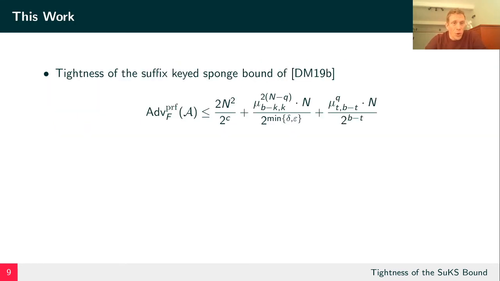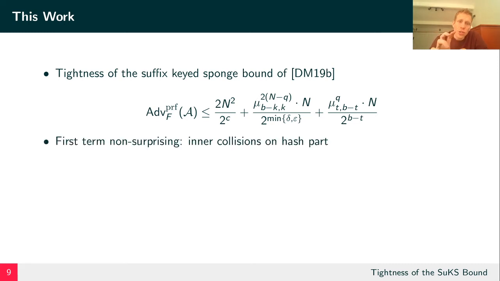So in this work, we look at the tightness of this bound. First, for the first term, it's non-surprising that this term is here. It corresponds to inner collisions in the hash part, and if the attacker finds an inner collision, which it can find with 2 to the c over 2 evaluations, then it can form a full collision after hashing, and it can use it to break the scheme. So that term is not surprising. Now the second and third term are maybe more confusing due to these multi-collisions.